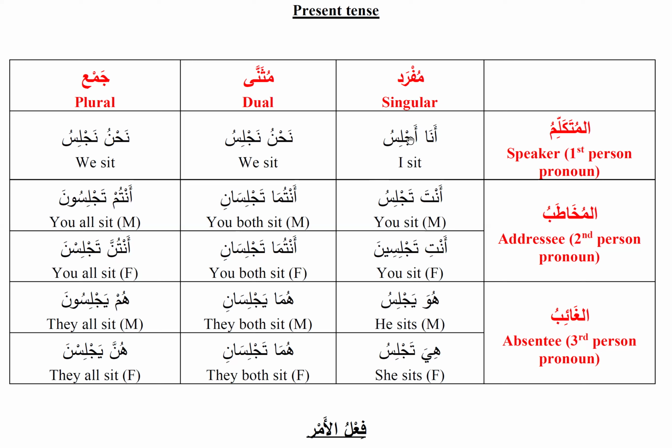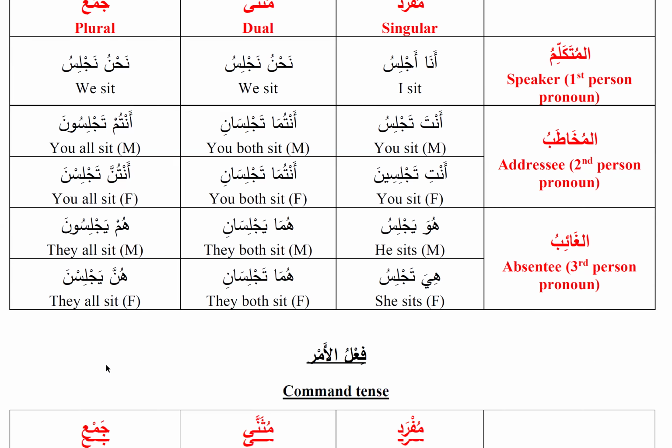So let's read this. Ana ajlisu, nahnu najlisu. Anta tajlisu, antuma tajlisani, antum tajlisuna. Anti tajlisina, antuma tajlisani, antunna tajlisna. And huwa will be huwa yajlisu, huma yajlisani, hum yajlisuna. Hiya tajlisu, huma tajlisani, hunna yajlisna.